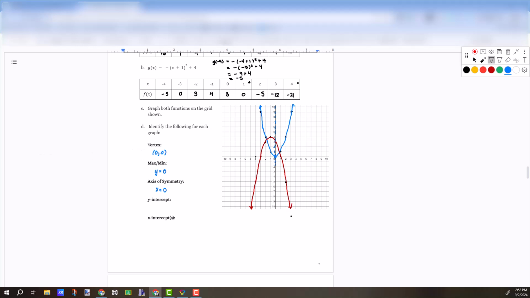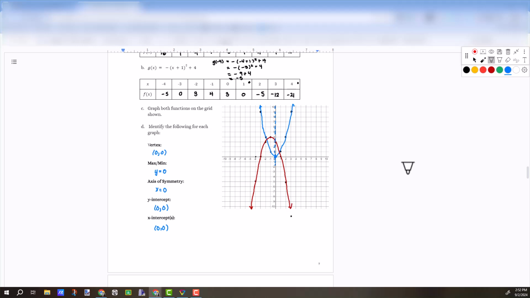Now let's look at what is the y-intercept. Well, in this case, it just happens to be the same as our vertex, which is (0, 0). And the x-intercept also happens to be there too. So this is a special case where the vertex, y-intercept, and x-intercept are all the same point.